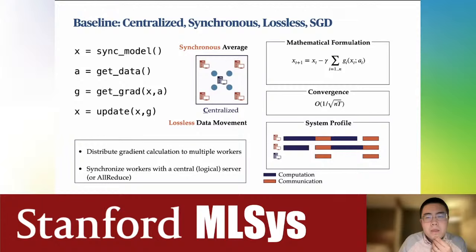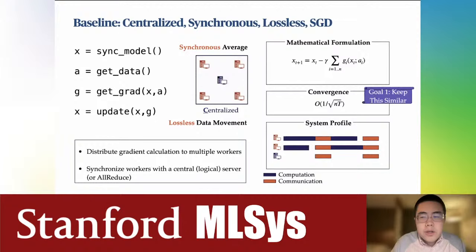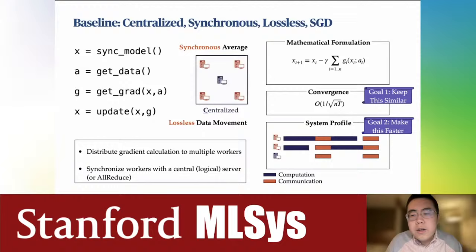But this can be optimized. When you derive a new algorithm to optimize this, the game that we are trying to play is we want to keep the convergence as similar as possible, but on the other hand, make the system as fast as possible. There are actually a lot of things that you can do, but all the optimization you can do fits into three different dimensions.